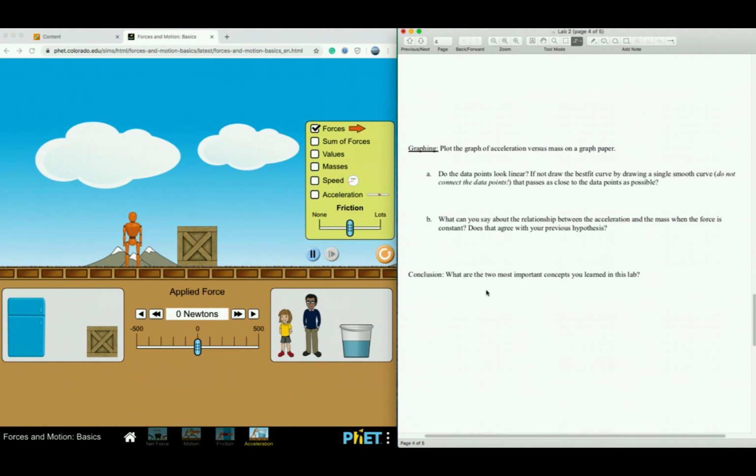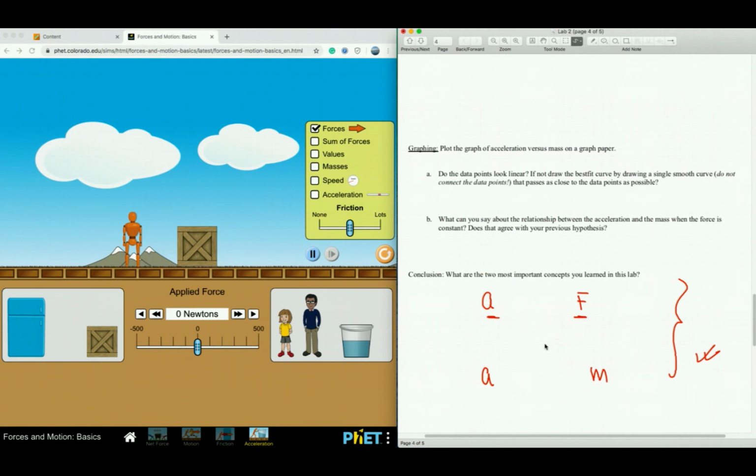Conclusion. In conclusion, you need to write the two most important concepts that you learned in this lab. So the two most important concepts could be the relationship between acceleration and force. What kind of relationship is there between acceleration and force? And the relationship between acceleration and mass. What kind of relationship is there between acceleration and mass? So you can draw the conclusions about these two relationships. So that's what you need to do.